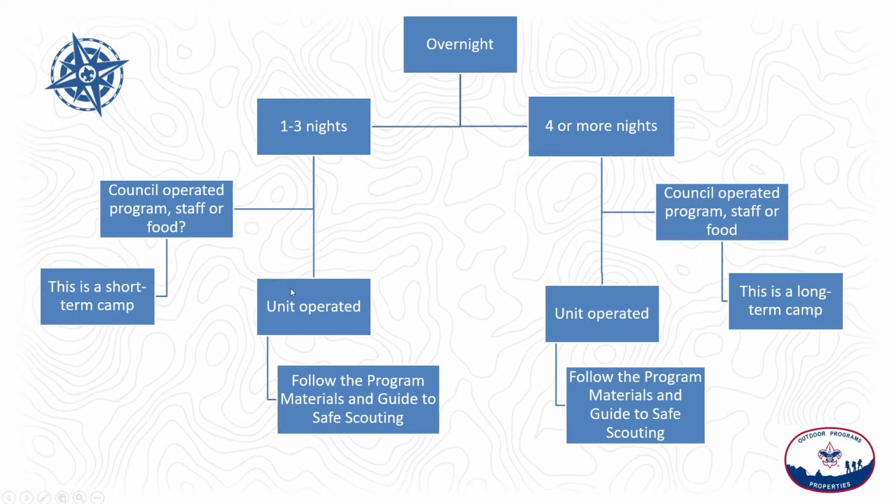Now, if this is your unit camporee, or one of your monthly unit camps, an overnight or a weekend, and it's unit operated, it's the same as it's always been. Follow the program materials and the Guide to Safe Scouting. You don't need a short-term camp administrator to do anything. That's a unit operated event.